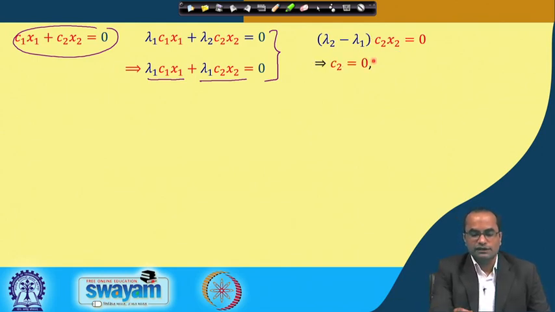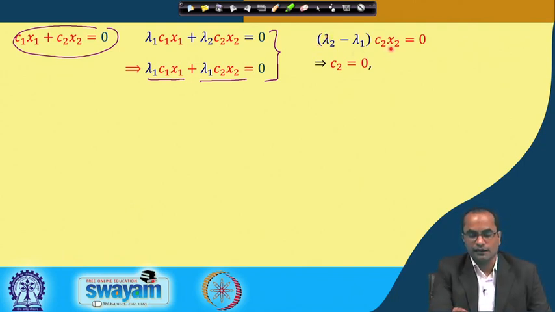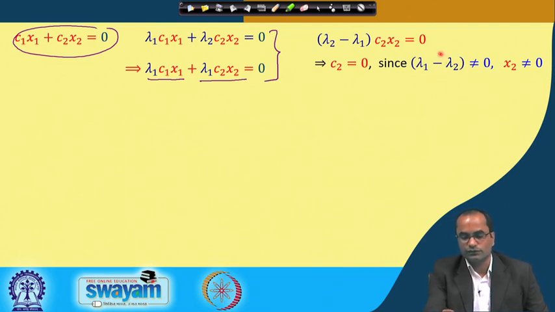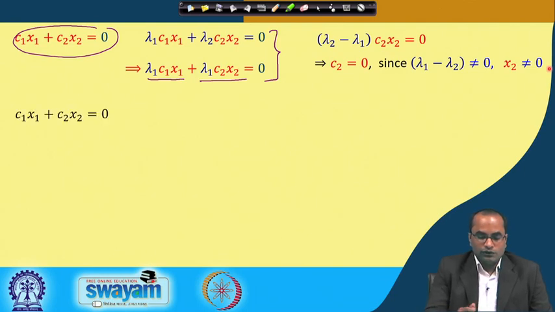And now, what we see is that this equation will imply simply that C 2 is equal to 0, because lambda 2 minus lambda 1 cannot be 0, because we have two distinct eigenvalues, and x 2 is the eigenvector, which again is a non-zero vector. So, this equation implies that C 2 must be 0, as lambda 2 minus lambda 1 is not 0, and x 2 is also not 0.